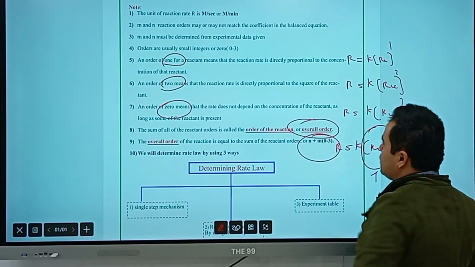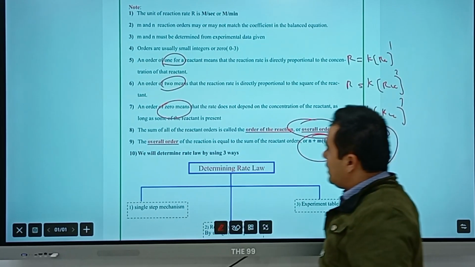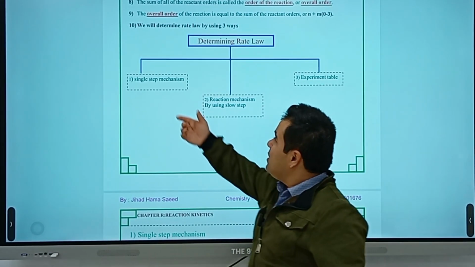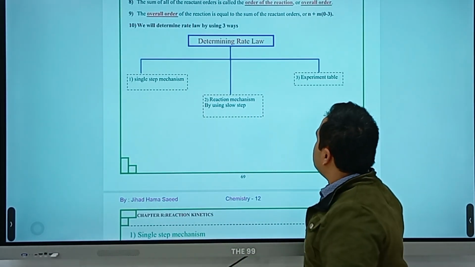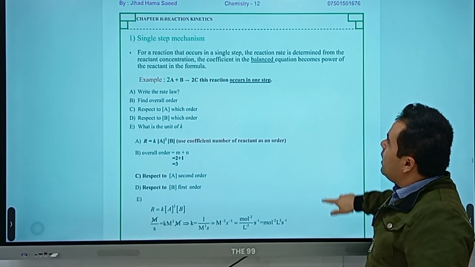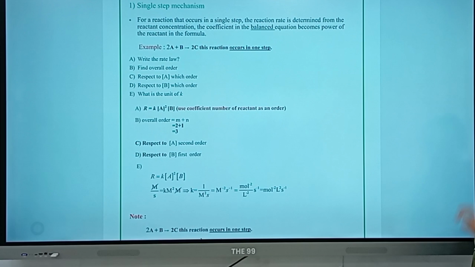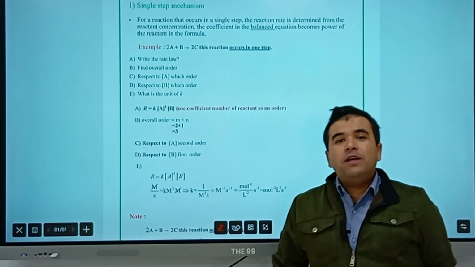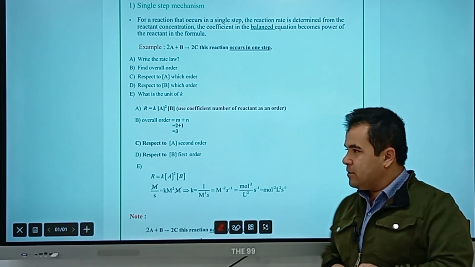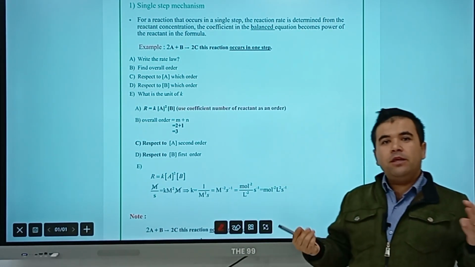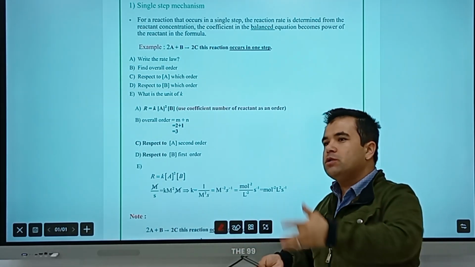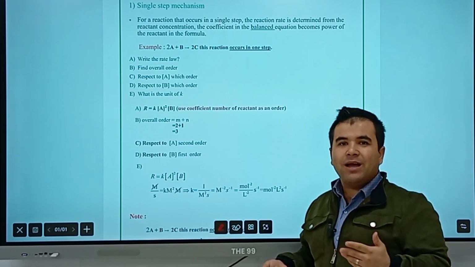It should be between 0 and 3, and we have 3 types of questions: single step mechanism, reaction mechanism by using slow step, and experimental data. Let us solve for each of those types of questions, guys. The first one is a single step mechanism. What do we have to know about this type of question? In the exam it should say the reaction occurs in a single step mechanism or one step mechanism.